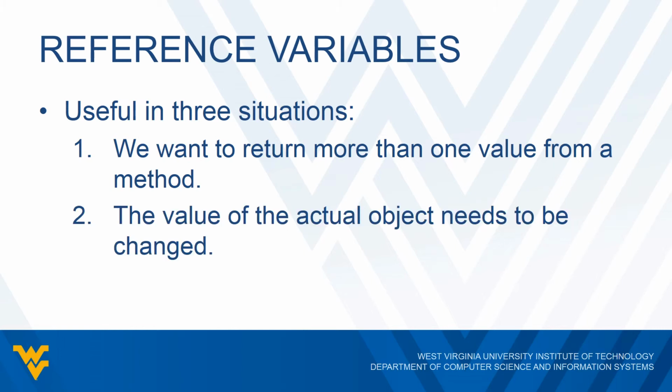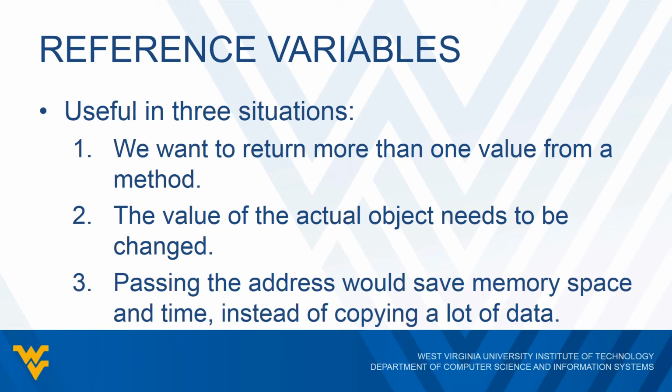Another situation is if the value of the actual object needs to be changed. When we're passing stuff, sometimes we don't want to change the values in the arguments. But if we want to do that, then we need to pass the reference variable and change the data in the object. The third situation is if we want to pass the address to save memory space and time. Because we'll see some examples much later on where we can copy a ton of data to a method, but it's very inefficient. There's no need to duplicate all of that data and use up so much time to copy all that if we can just pass the memory address of the data instead.